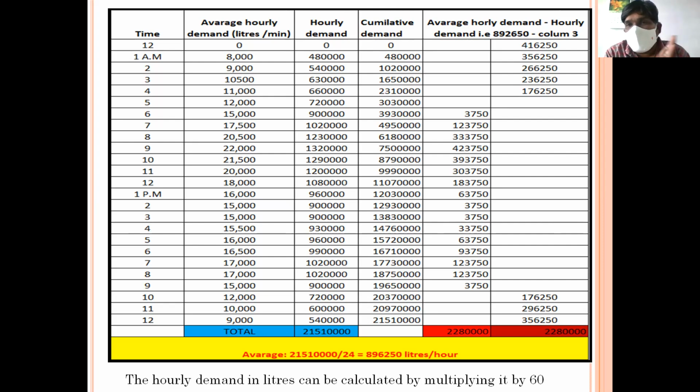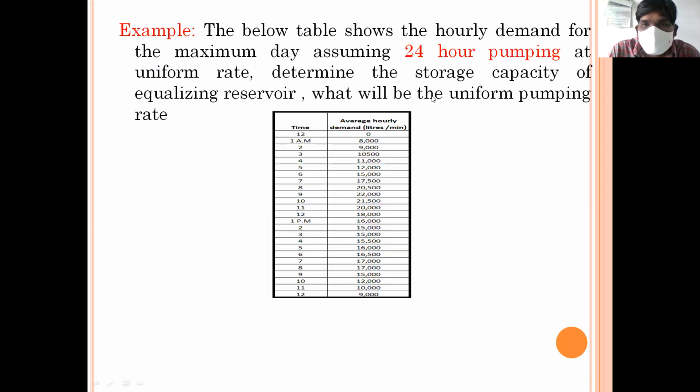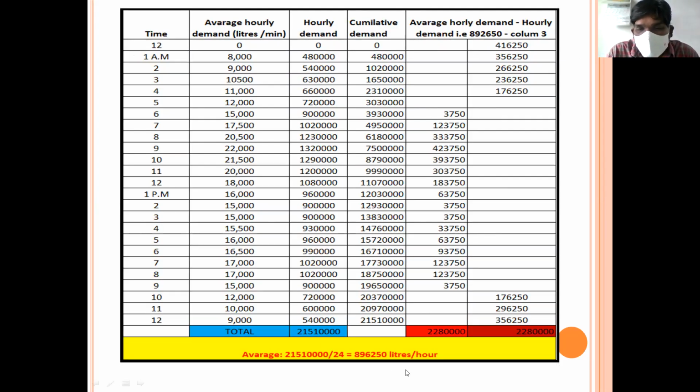Now we must find out average hourly demand minus hourly demand. That means here one sum is there, or else one derivation is there. One problem is solved. What is it? Average. See, in total 24 hours, how much water is required? This is the amount of water that is required. By 24, we are getting the average. By 24 in the sense 24 hours. Why 24 hours? The problem is asking for 24 hours pumping. That is the reason for dividing by 24. How much did we get? 8,96,250 liters per hour on average we need.